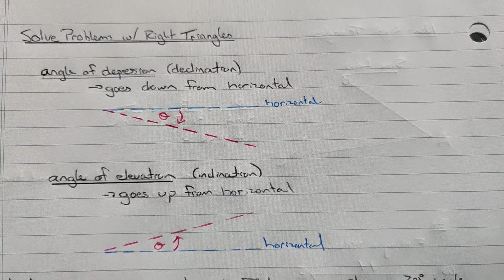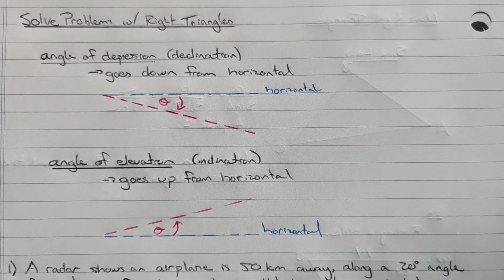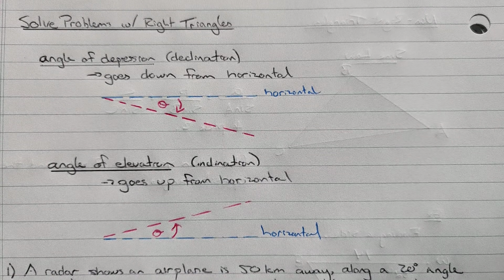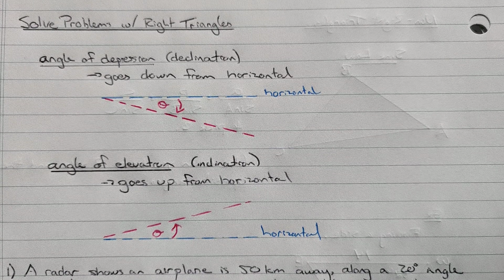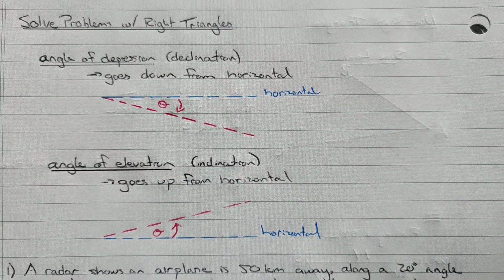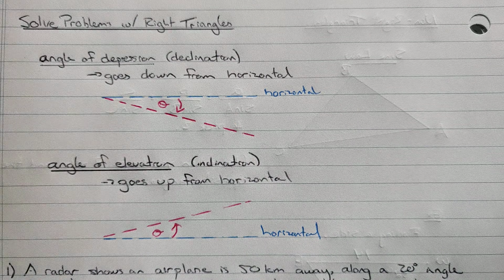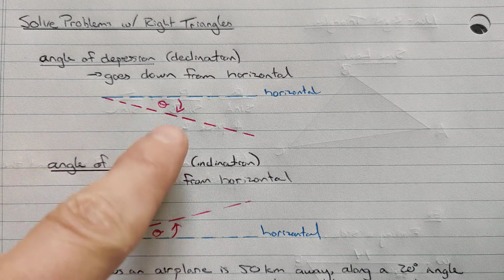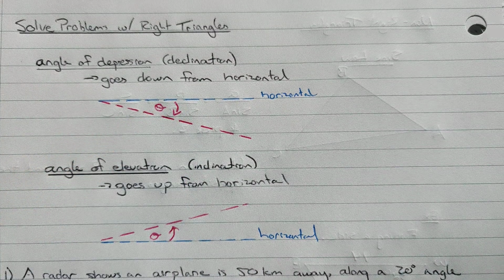Okay, so here we're going to look at solving some problems with right triangles. A couple key terms that are useful when working with triangles and angles is the angle of depression or declination or decline. This is when you go down from the horizontal. So we have a horizontal line here, it goes down. The idea would be if you were looking straight out and had to look down to see that, then you're declining, you're depressing, and that is what the angle would draw out as.